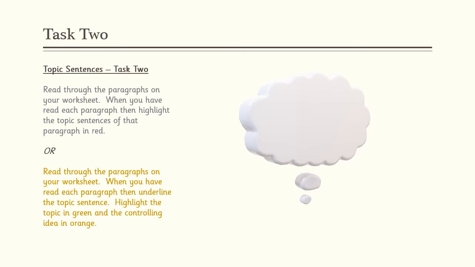For gold, you also need to read through the paragraph to find the topic sentence. When you've found it, underline it, then highlight the topic in green and the controlling idea in orange, just as was done with the shark example there. So pause the video here and go and do that task on your worksheet.